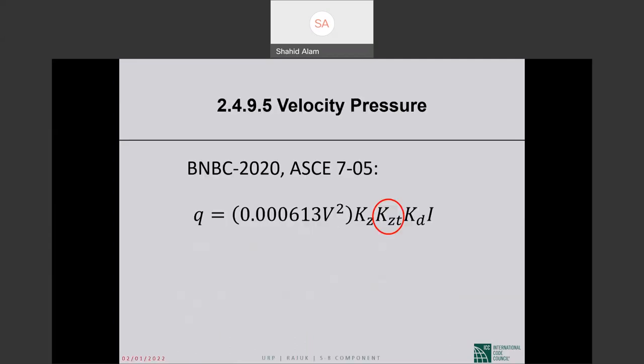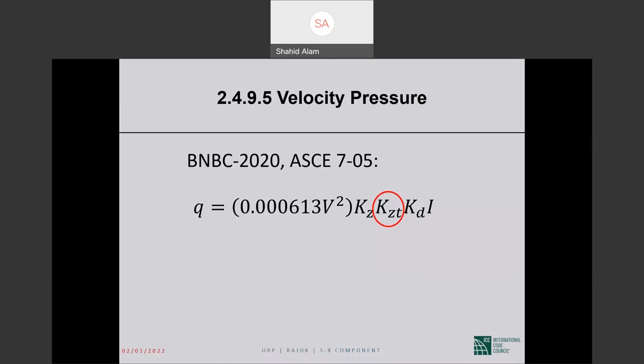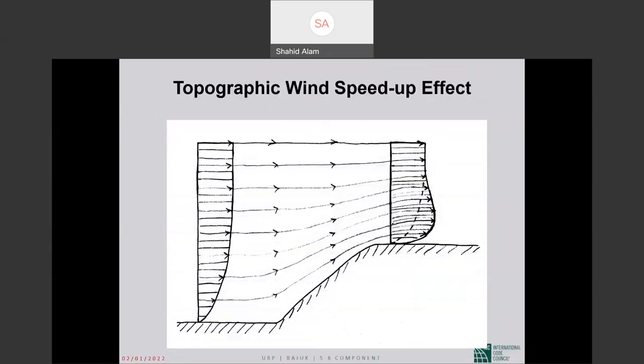The next constant is K sub zt. That deals with what this picture is trying to depict. For a structure sited on flat ground, this would be the distribution of wind pressure along the height. But if the structure is sited on the upper half of a hill or an escarpment, as they're called, then the pressure distribution changes as shown in this picture.